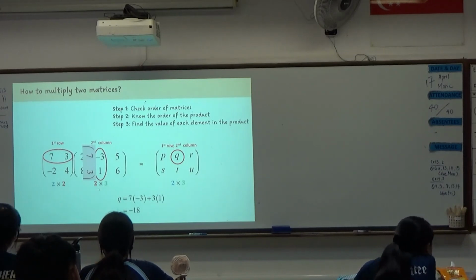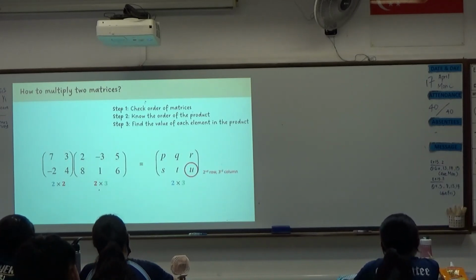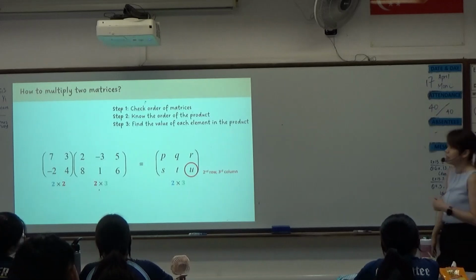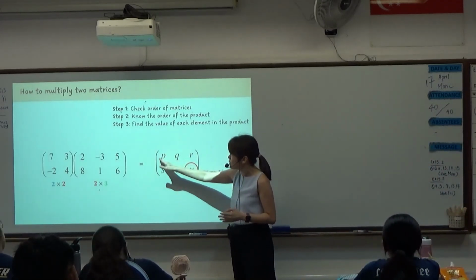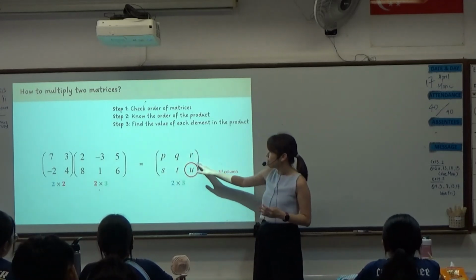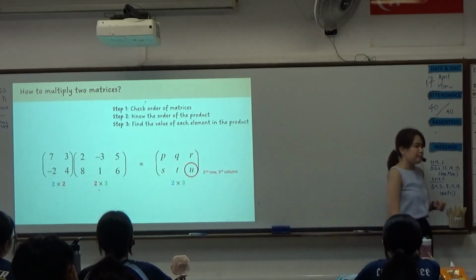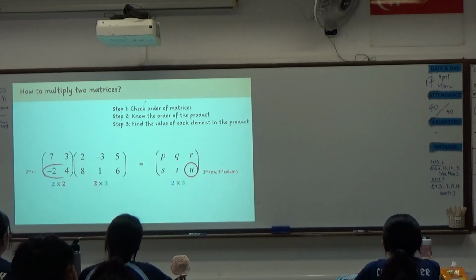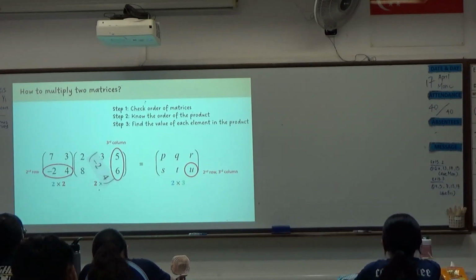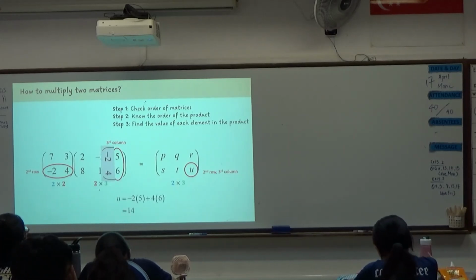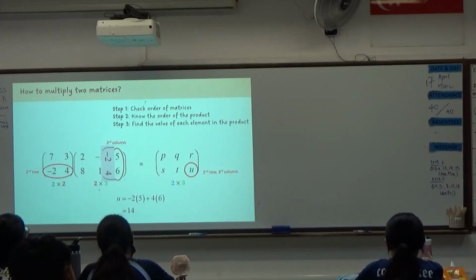Then let's go for another one. Let's say this very last one over here. So go in a sequential manner rather than jump here, jump there. Go in an order. The final one, second row, third column. That means we will get the second row and third column. So again, we flip negative 2 and 4 with the 5 and 6, multiply and add, then we get 14.